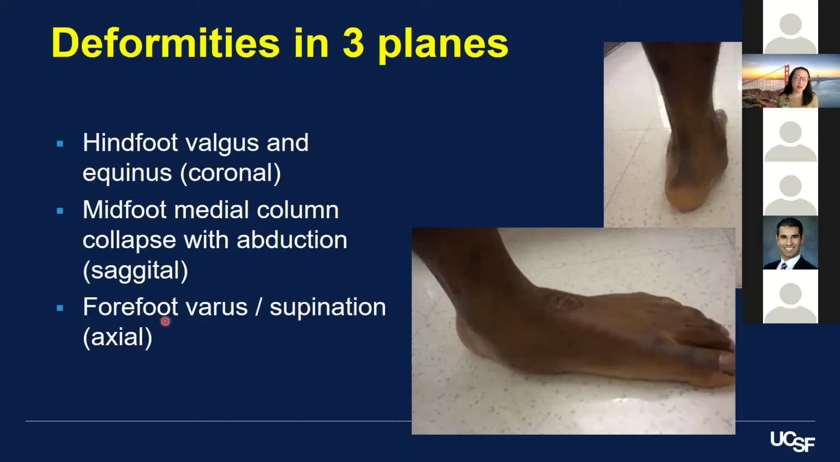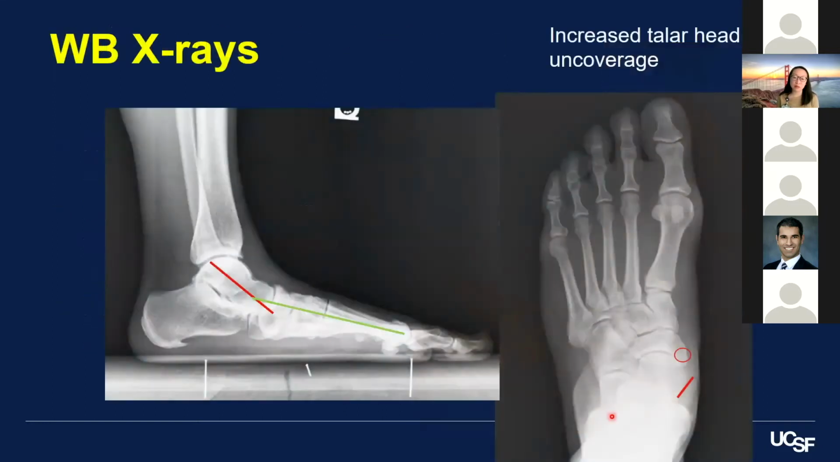And then in the axial plane, where you're looking down at your foot, you'll see that the forefoot will actually rotate outwards. So we call that forefoot varus. So it's a deformity in 3 different planes. It's really important to recognize that because surgical treatment will depend on correcting deformity in all 3 planes.